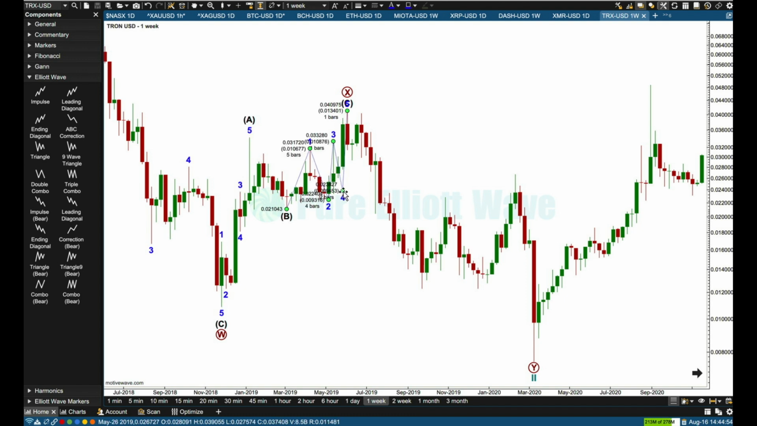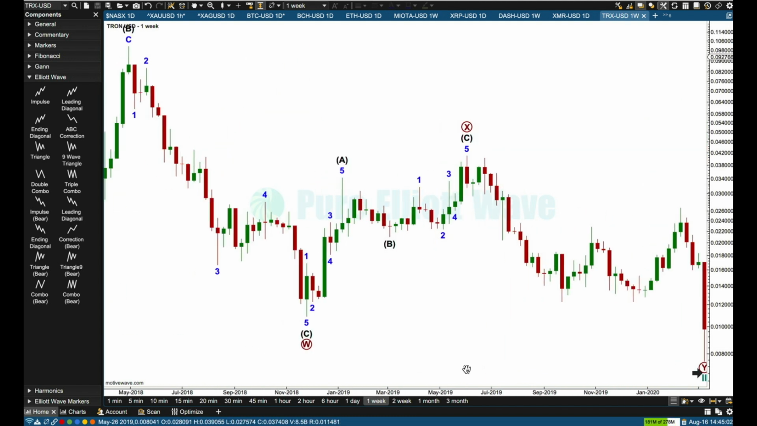Could be. Now I'm checking the wavelengths. First of all, I want to put 4 there. This would be a contracting diagonal. 3, is that shorter than 1? No, it's longer. And 5, okay, 3 is longer than 1, 5 is longer than 3, but 4 is shorter than 2. That can't be a diagonal.